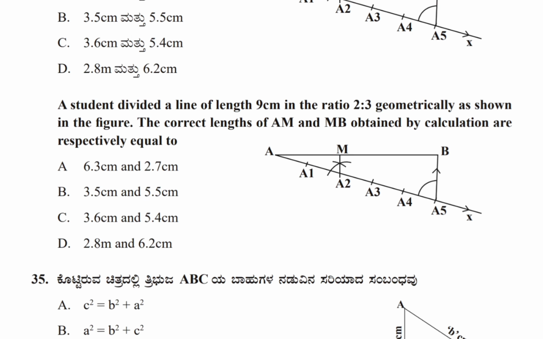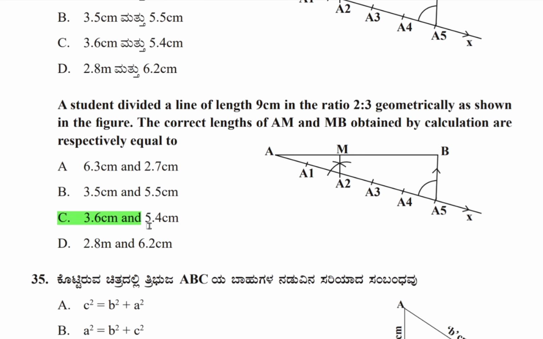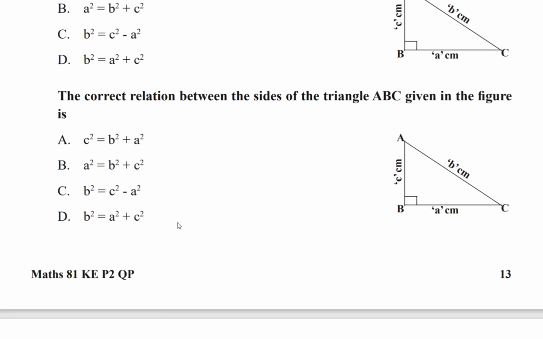Therefore, the total length is 9 cm, which is divided in the ratio 2:3. Therefore, the length AM will be equal to, add the ratios, 2 plus 3, which is equal to 5. Therefore, the length AM equals 9 into 2 divided by 5, which is equal to 18 by 5. We get 3.6 centimeter. In the same way, MB equals 5.4 centimeter. Therefore, the correct answer is option C, 3.6 centimeter and 5.4 centimeter.